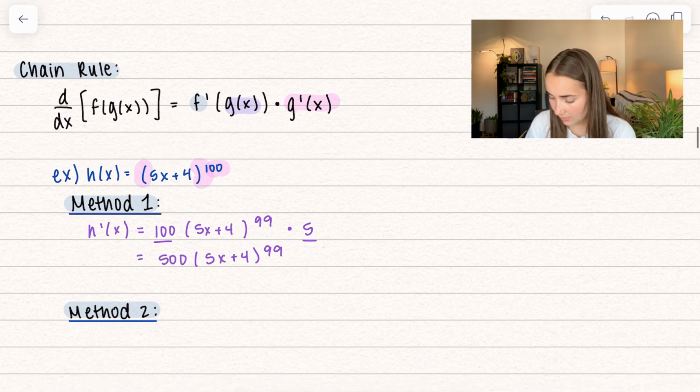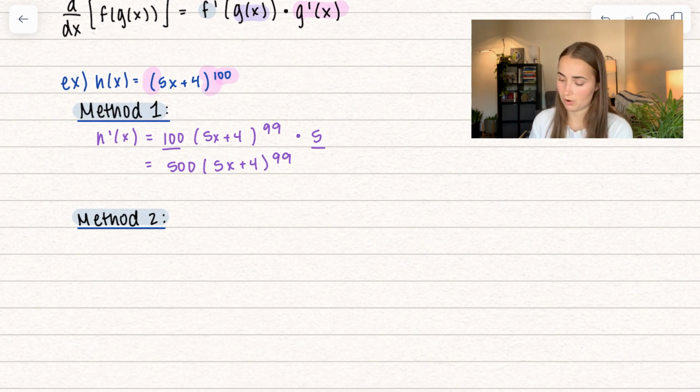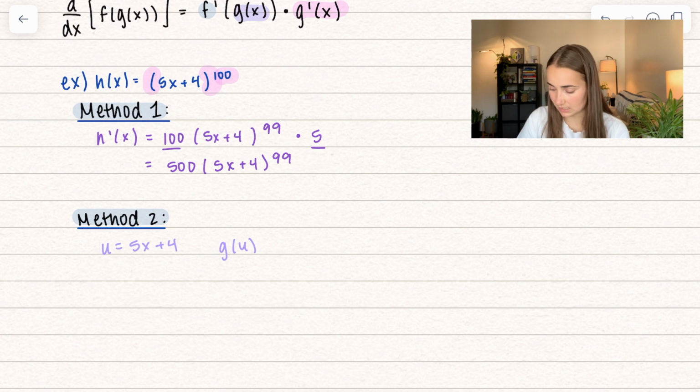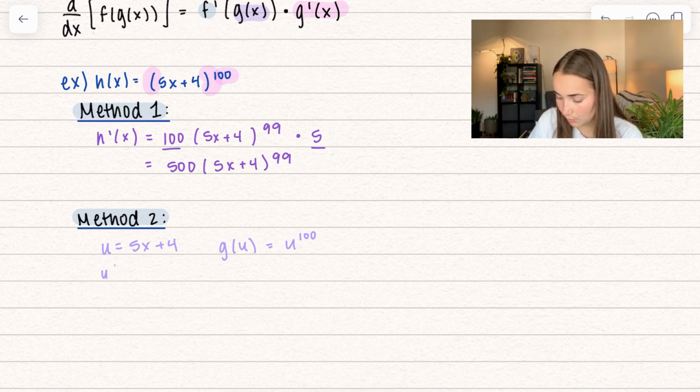There is another method that we can do here where we label the different parts. So what I'm going to do is take a variable u. My u is going to be whatever the inside is. So here I'm going to set this equal to 5x + 4. And then I'm going to take g of u. g of u is whatever the outside is. So this is the inside to the power of 100. And what I'm going to do is solve for the derivatives. So I get u prime is equal to 5, and g prime of u is equal to 100 u to the power of 99. And all we need to do is multiply these parts together.